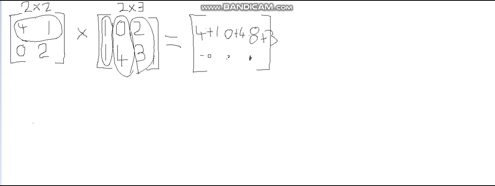Now we move on to the second row of the resulting matrix, and so that brings us to the second row of the first matrix, which we then multiply by the first column of the second matrix. So we would end up with 0 times 1, which is 0, plus 2 times 1, which is 2.